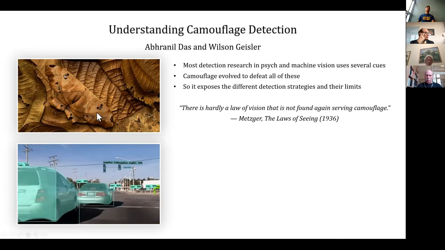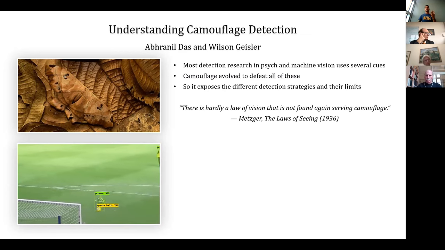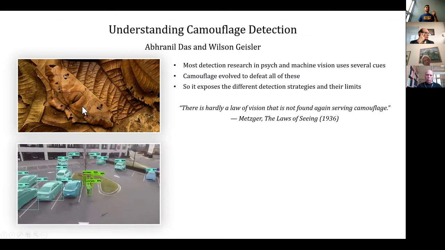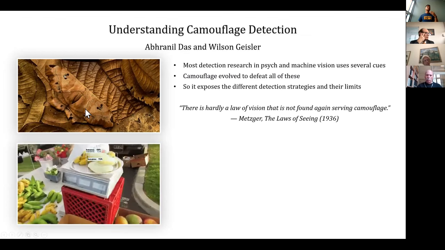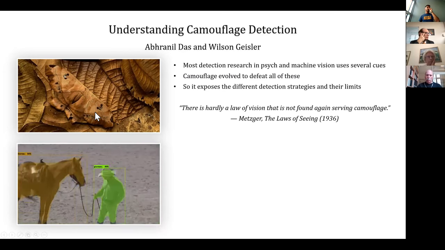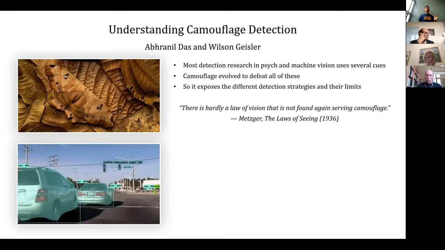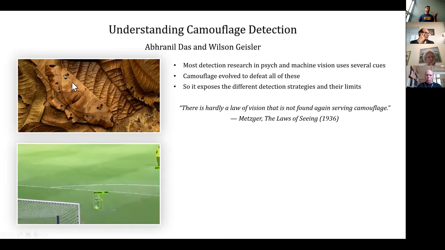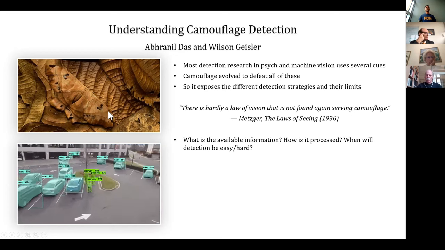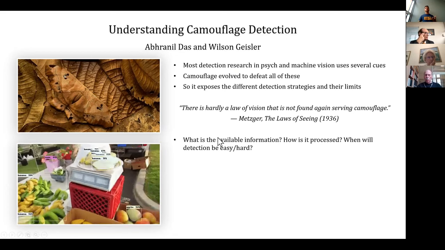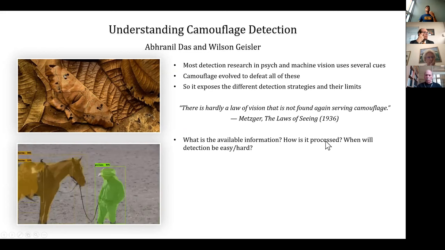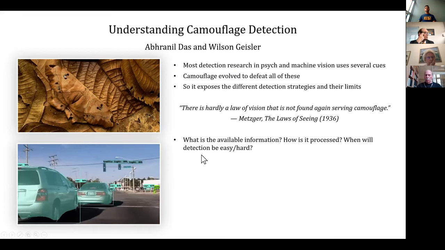Even in the best camouflage, where the target is mimicking the exact luminance or brightness, contrast, color, and pattern of the background, for example, you can see this moth doing that, even in such a case, it is possible in some cases to detect this target. So the question is, what is the available information in such a situation that can be used for camouflage detection? How is it processed? And when will detection be easy versus hard?